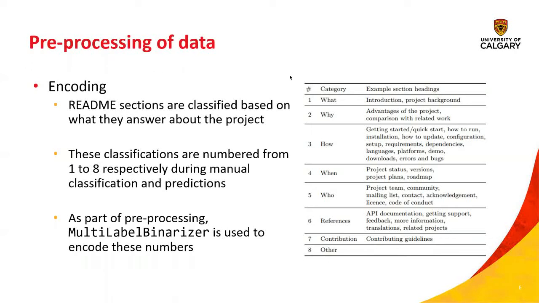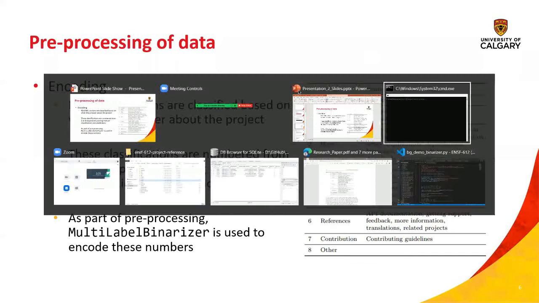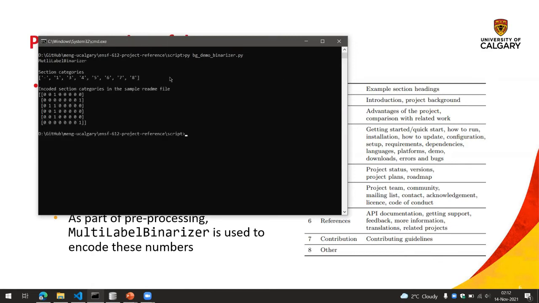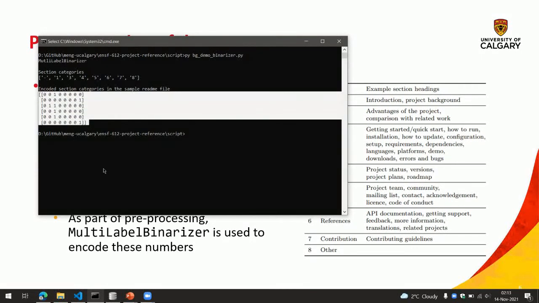Now, let's see how MultiLabelBinarizer works. If you see here, you can't see section 2 because it is merged with section 1, basically. And this dash basically means exclusion. So in the sample README file that we have seen before, the output that we get after MultiLabelBinarizer is this sparse matrix.